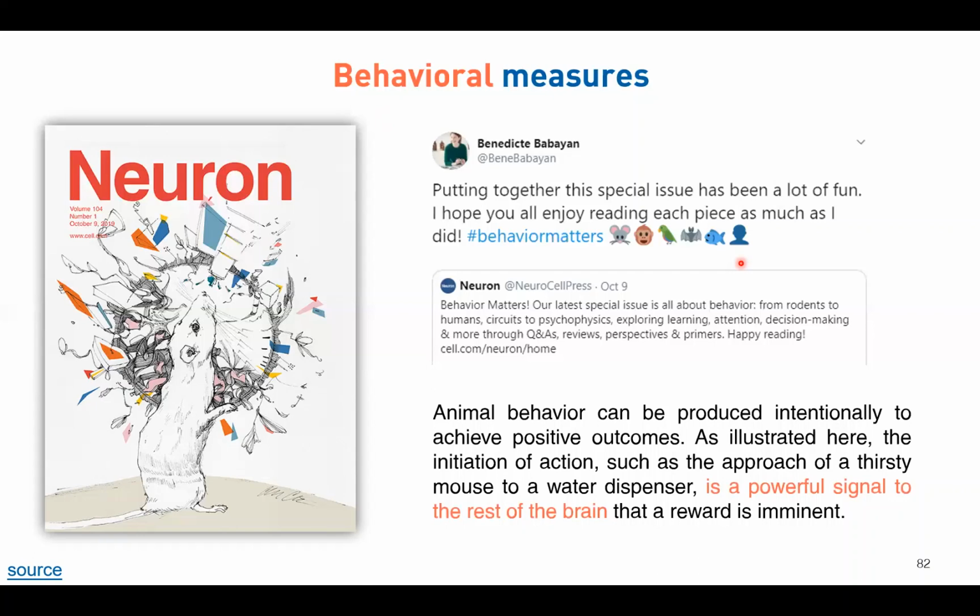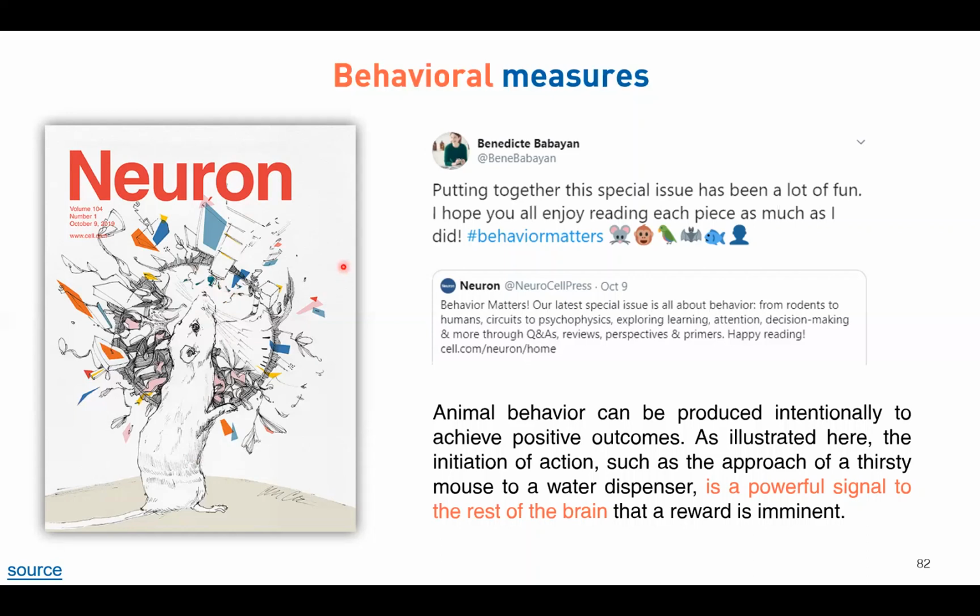The idea I want to convey is that animal behavior can be produced intentionally to achieve positive outcomes. As illustrated on the cover, the initiation of action, such as the approach of a thirsty mouse to a water dispenser, is a powerful signal to the rest of the brain that a reward is imminent. Here there's a mouse. Maybe this is too artistic. Here there is a device that the juice could drop from, so that the mouse could drink from it. This is a highly motivational state because the mouse is thirsty and is trying to get the reward, not monetary, just primary reward, food and water. This is very important to look at the behavior.